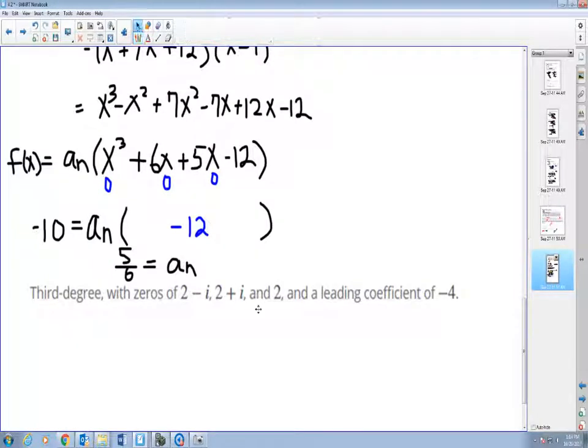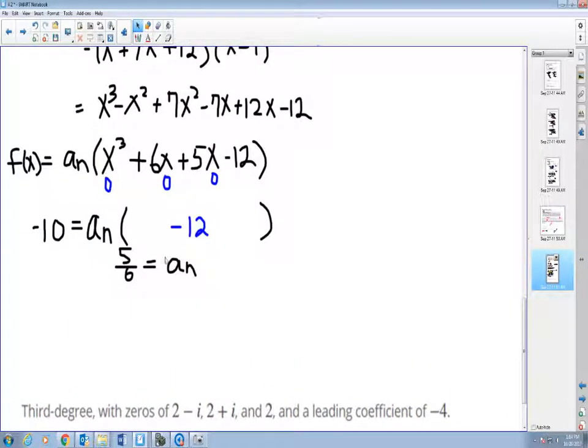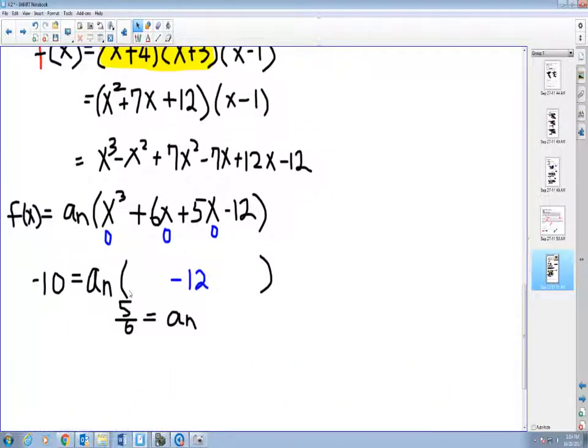So that means I would need a leading coefficient of 5 over 6 to end up with the y-intercept of negative 10. Because my original one, after I simplified, the y-intercept was negative 12. So how do I make this y-intercept negative 12 into a negative 10? By a factor of 5 over 6. So that means my actual function is going to be 5 over 6, which is going to be right here, multiplied by every one of these terms.